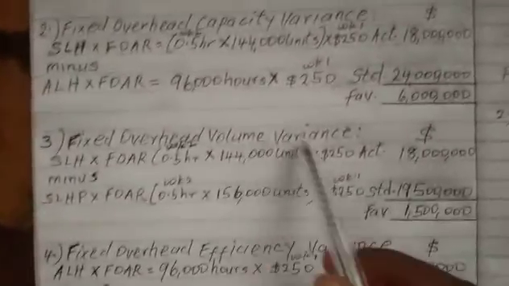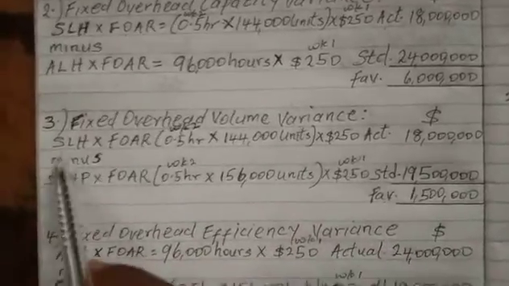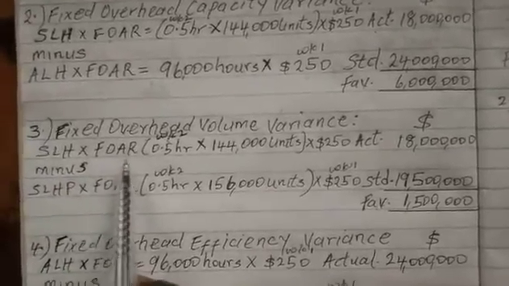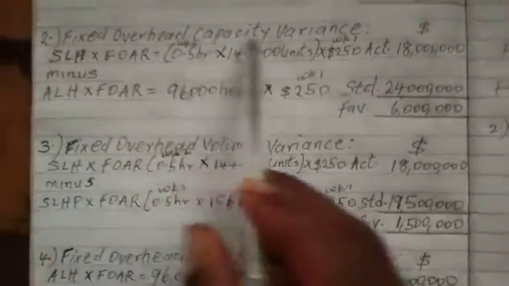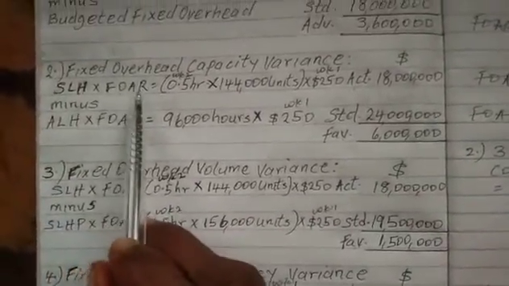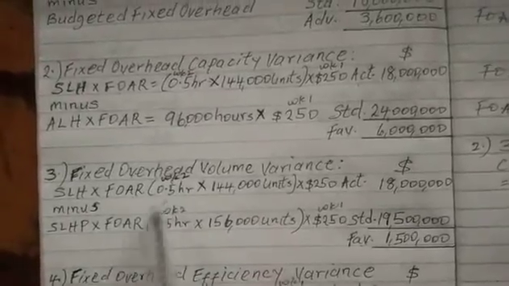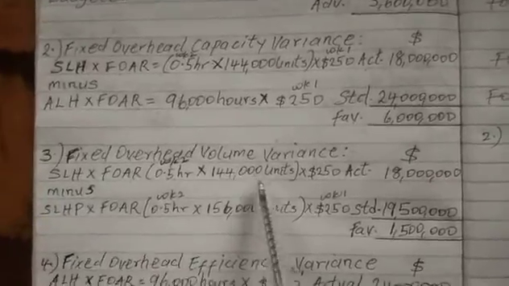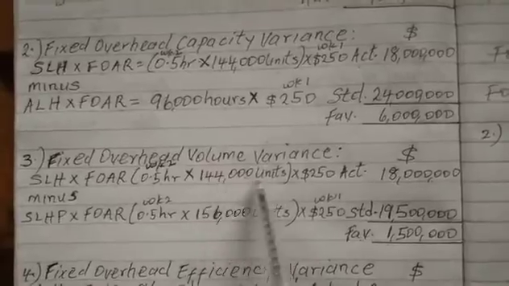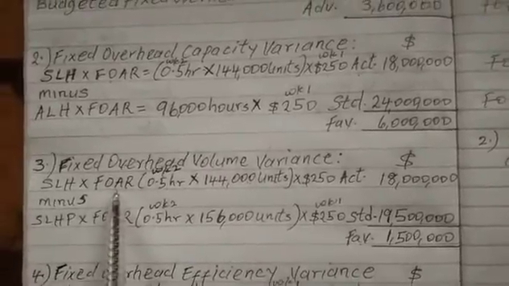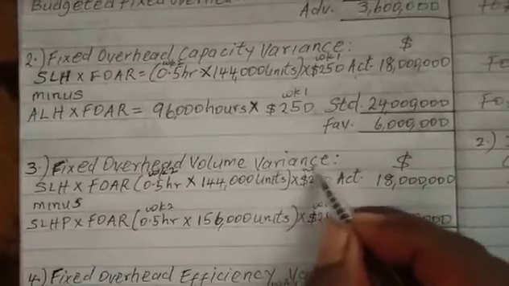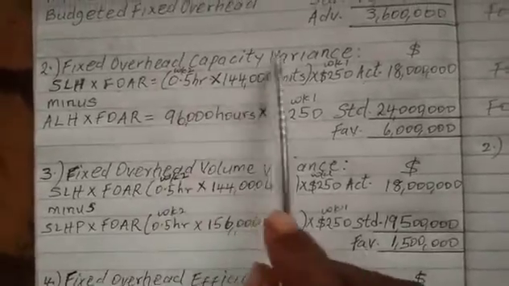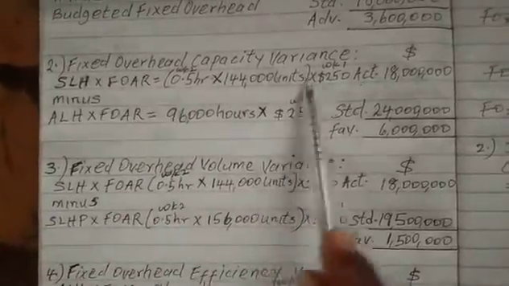Three, fixed overhead volume variance. The formula is standard labor hour multiplied by fixed overhead absorption rate. We have explained that in the fixed overhead capacity variance. Our standard labor hour per unit is 0.5 hour, multiplied by budgeted production units, 144,000 units, multiplied by fixed overhead absorption rate, explained in working one. Multiply it together, you have $18 million, as in the fixed overhead capacity variance.